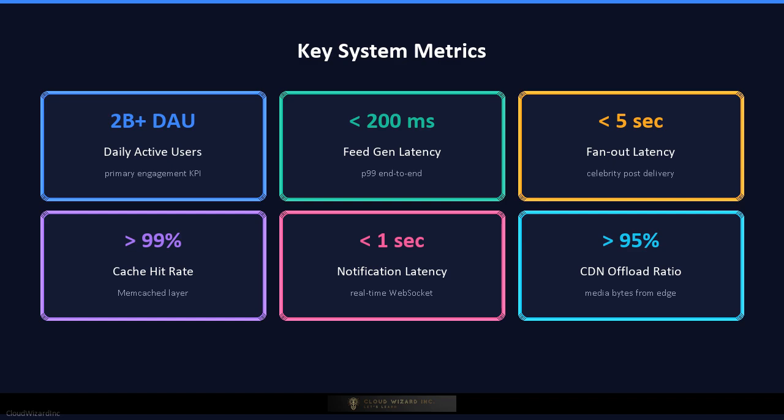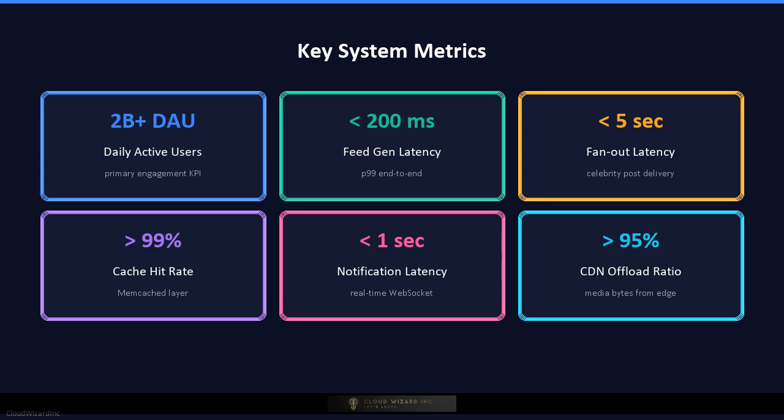How quickly does a post from a celebrity with 50 million followers appear in follower feeds? Notification delivery latency. Real-time notifications should arrive within 1 second. Graph edge lookup time. Sub-millisecond for direct friend checks used in privacy enforcement. Cache hit rate. The Memcached layer at Facebook historically sustains over 99% hit rate. CDN offload ratio. The fraction of media bytes served from edge cache rather than origin.